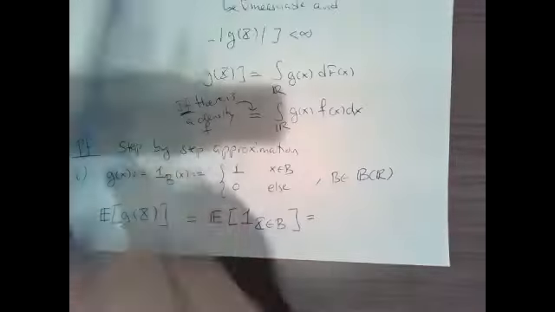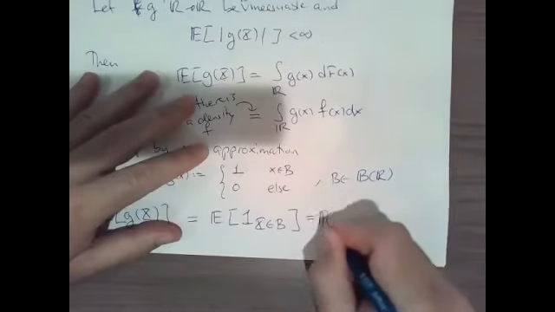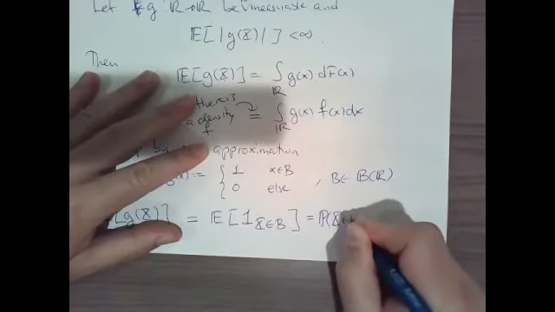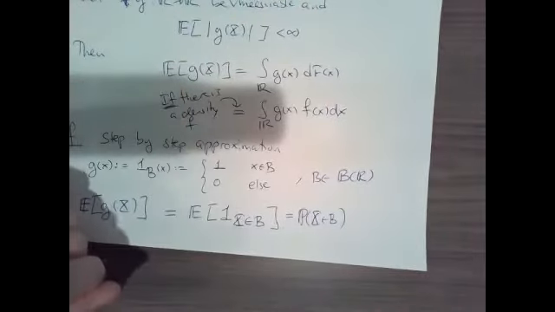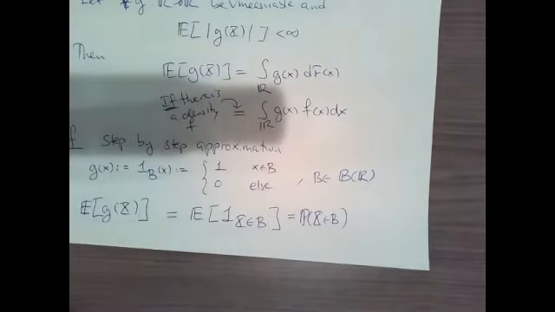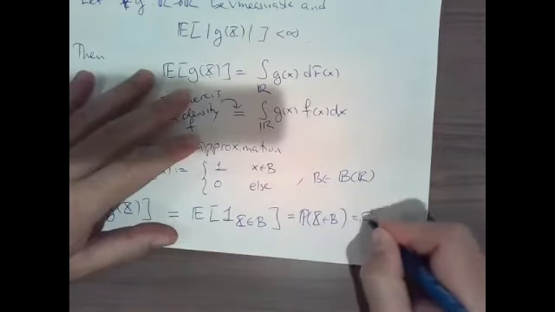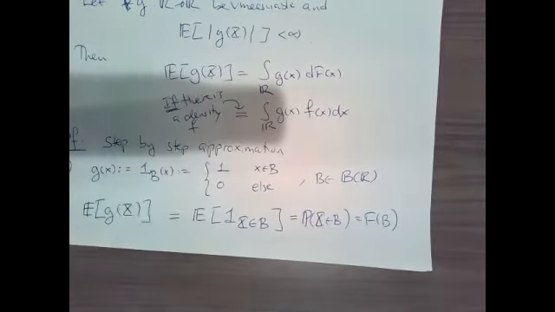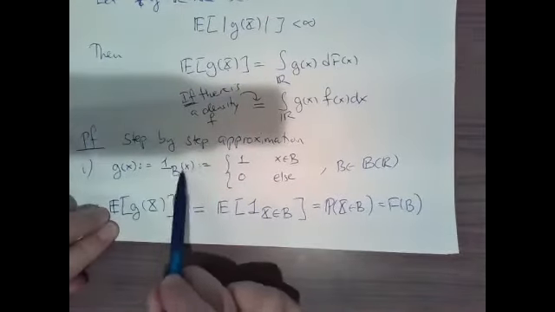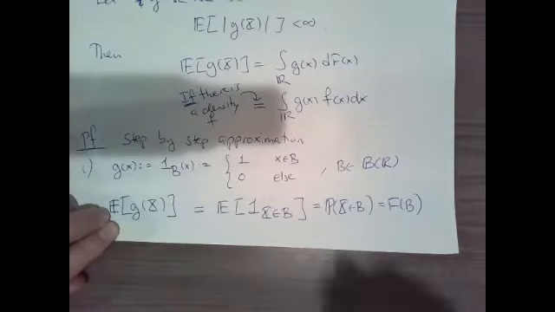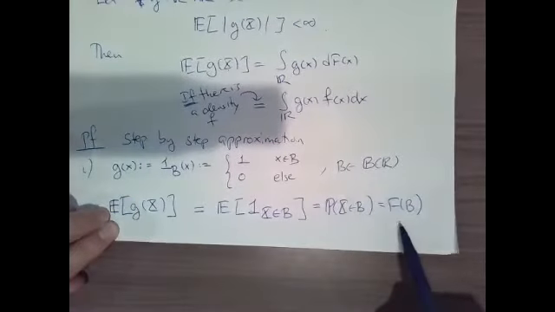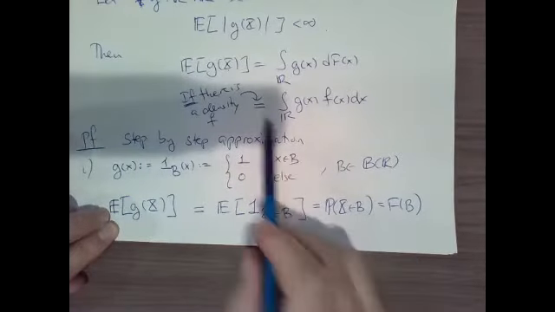So this here is the probability of the set. This here is P of X in B, which we know because that was our distribution function. This here was my F of B. So this expectation, in the particular case of an indicator, is going to be F of B.